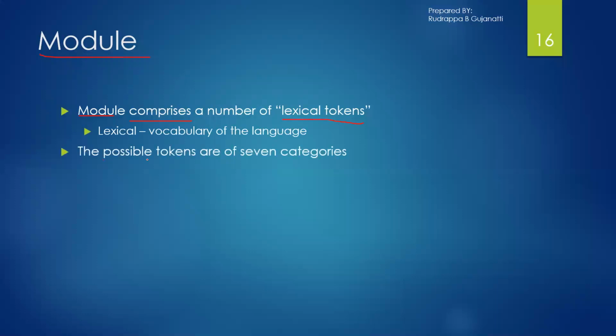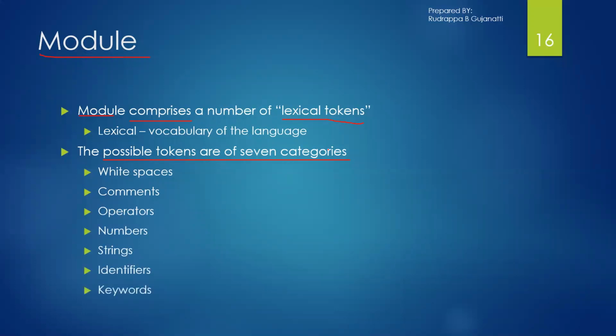Now here we have seven possible tokens. These are all things you have come across. It is just a kind of recap, but the way we use it will be different. The tokens are white spaces, comments, operators, numbers, strings, identifiers, and keywords. So these are the seven possible lexical tokens which are utilized in Verilog.